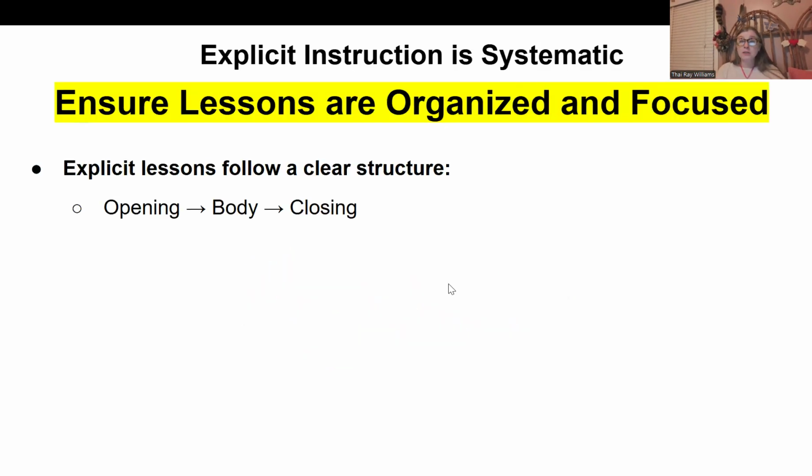All right, so we talked about explicit instruction being systematic. Another way it's systematic is you ensure that your lessons are organized and focused. And we do that in explicit instruction lessons by following a very clear structure. That's why we have an opening, a body, and a closing. And then we have those components of each of those because that organizes our instruction and it keeps it focused.